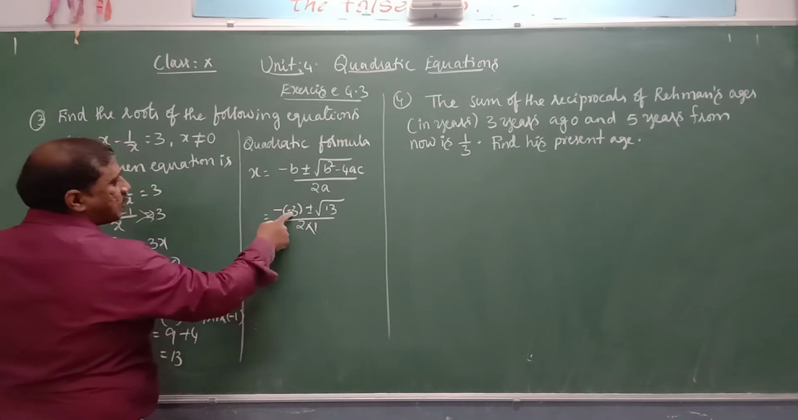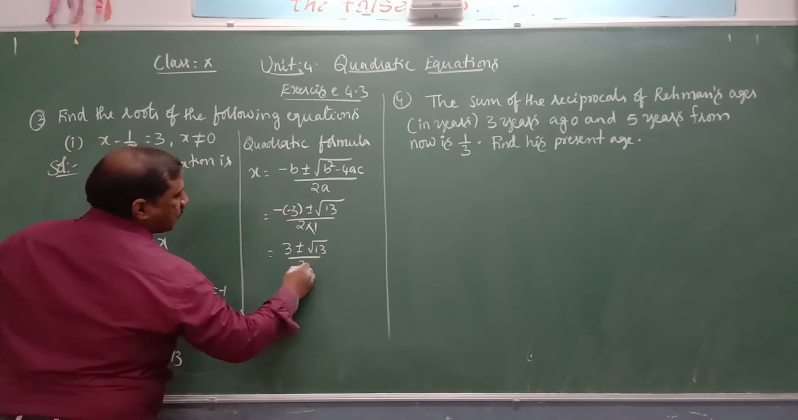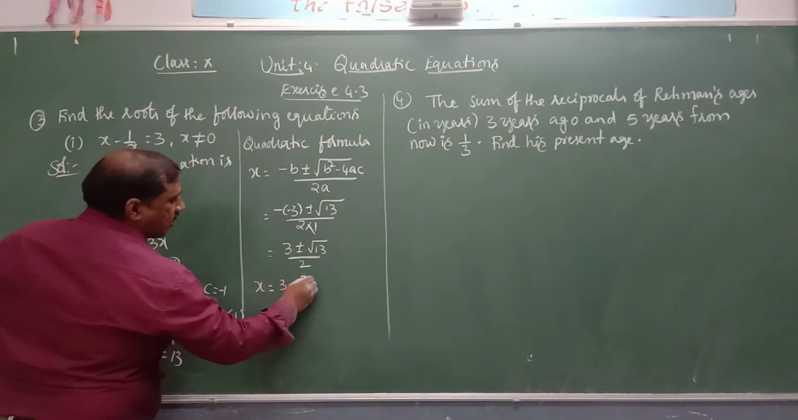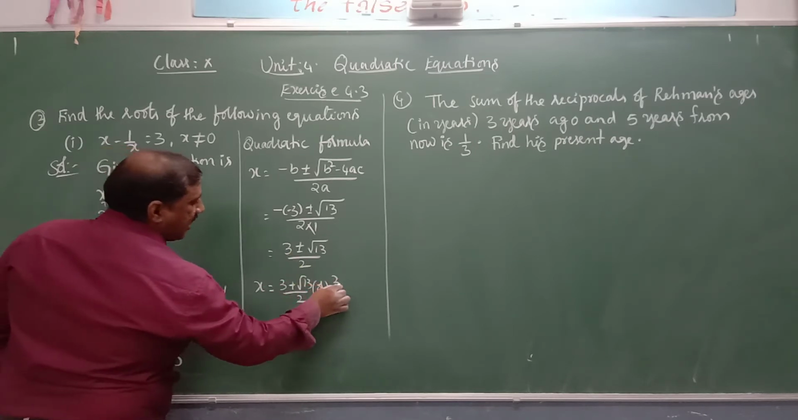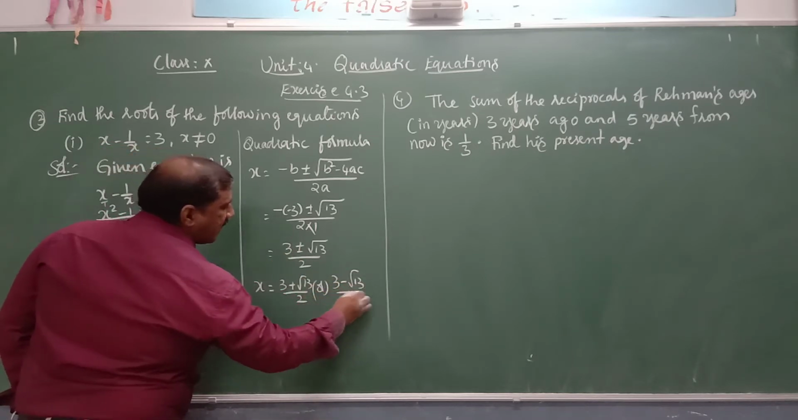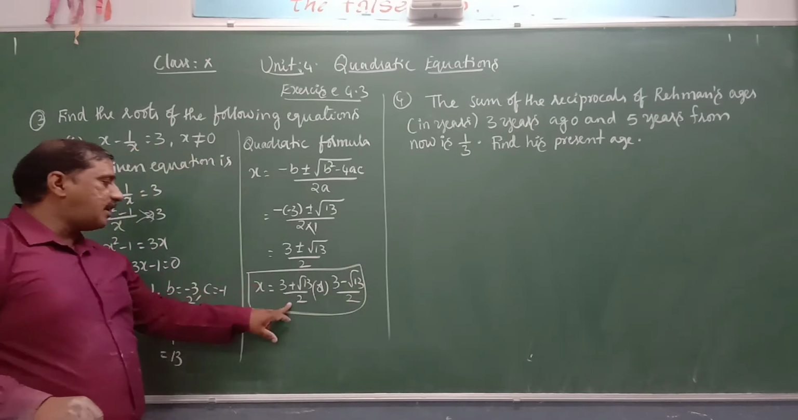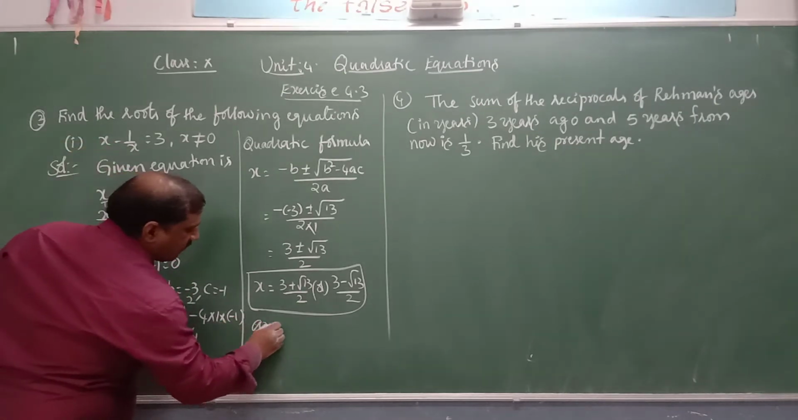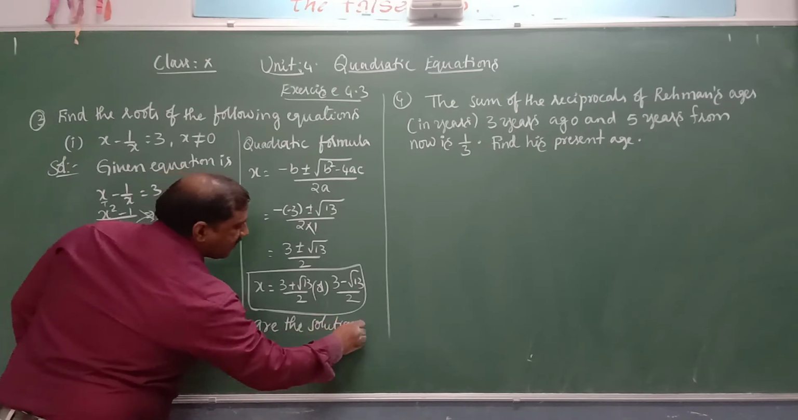Now simplify. Minus into minus is plus, 3 plus or minus square root of 13 by 2. Now x is equal to 3 plus root 13 by 2, or the other value is 3 minus root 13 by 2. x is equal to 3 plus root 13 by 2 or 3 minus root 13 by 2 are the solutions of the given equation.